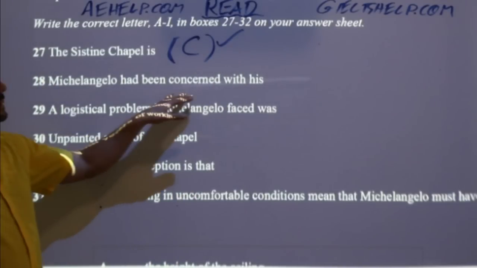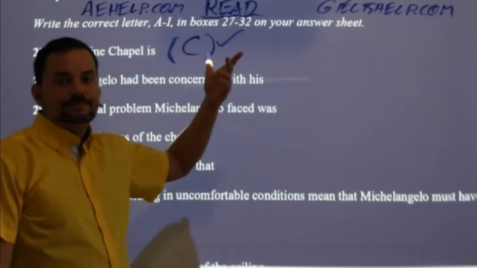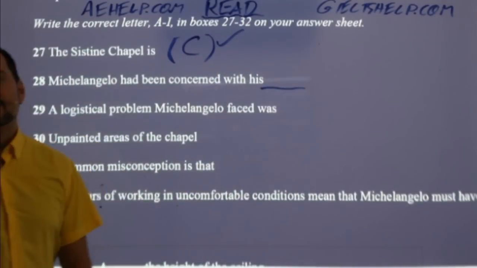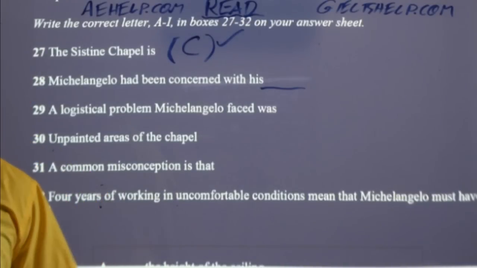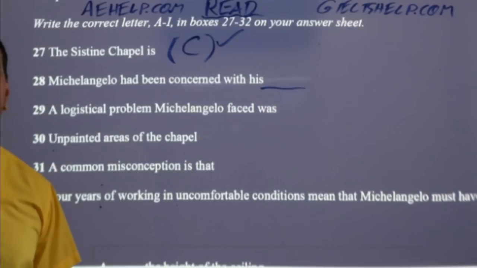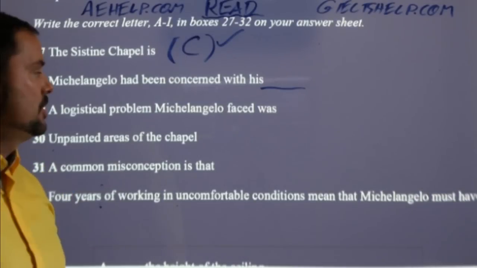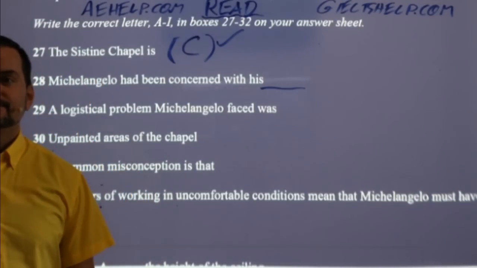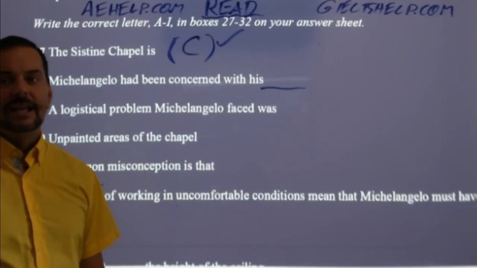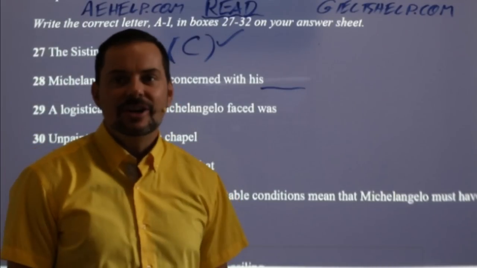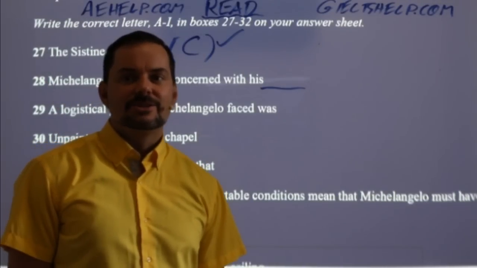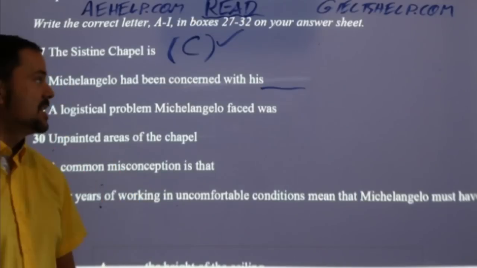Michelangelo had been concerned with his what? Finish this sentence for me in your own words. So what is Michelangelo concerned with? What is he concerned with? Saima Imran says his fresco painting skills. Very good, Saima. Regina says his lack of experience. Vanessa agrees, of his experience with frescoes.